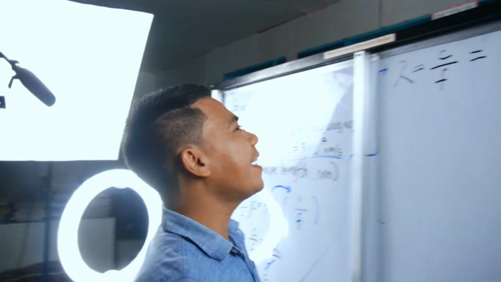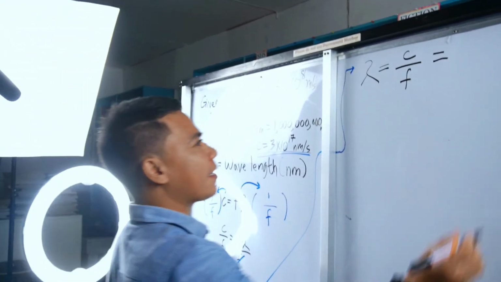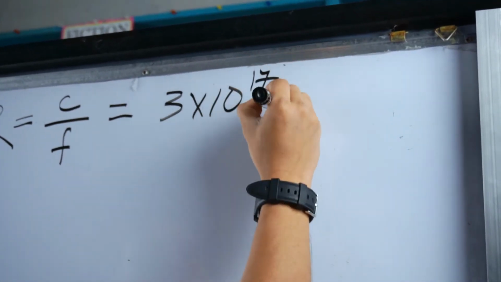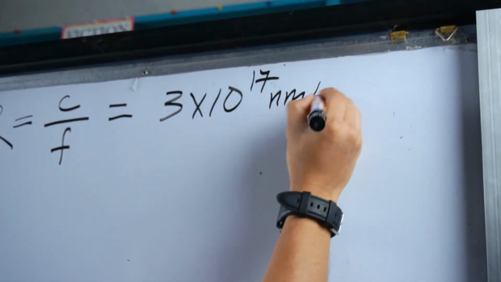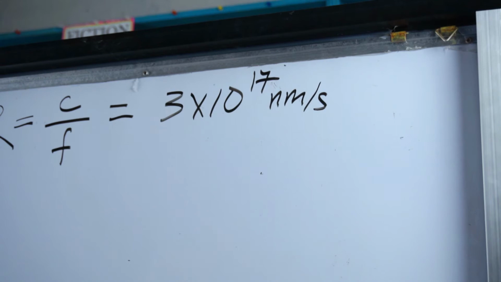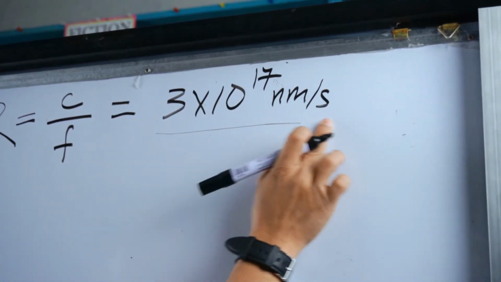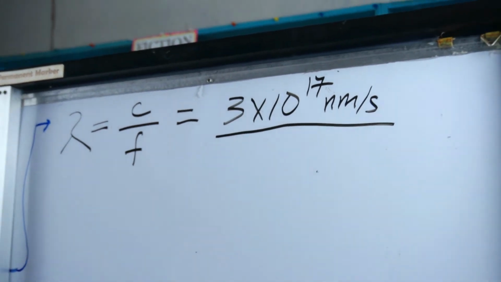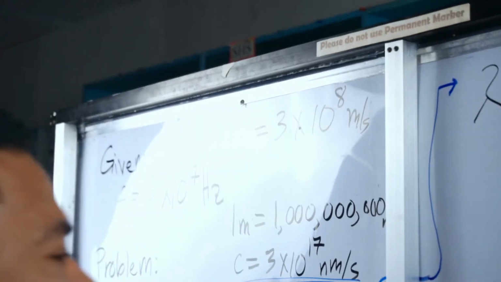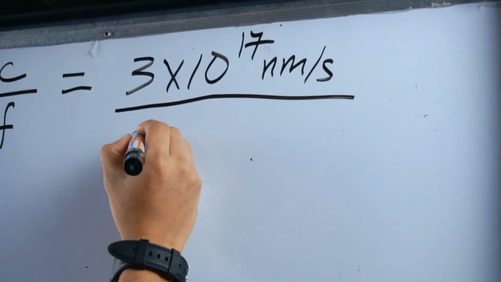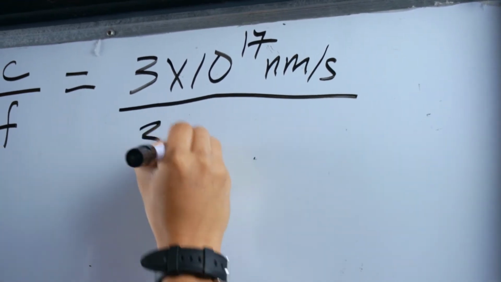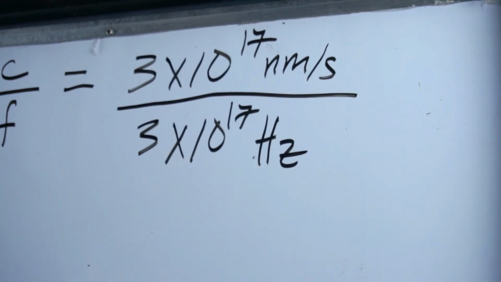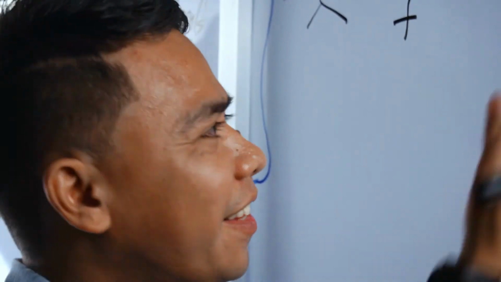Substitute. What is the speed of light? The speed of light would be 3 times 10 to the power of 17 nanometers per second, all over the given frequency from the problem, which is 3 times 10 to the power of 17 hertz.